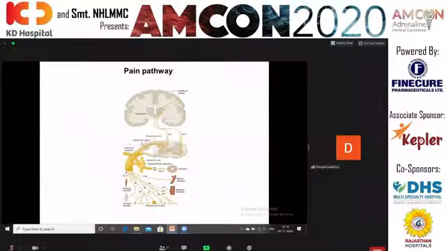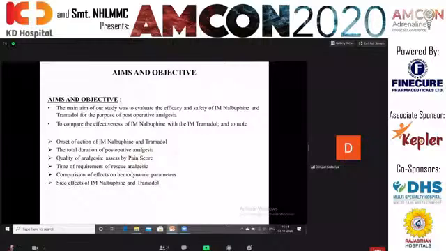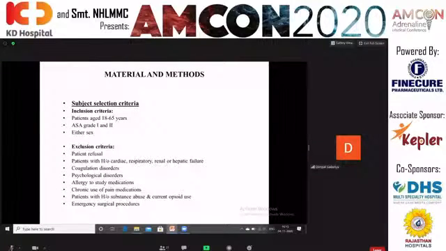This is the pain pathway. Aims and objectives. The main aim of our study was to evaluate the efficacy and safety of IM nalbuphine and IM tramadol for post-operative analgesia. To compare the effectiveness and to note the onset of action of IM nalbuphine and tramadol, the total duration of post-operative analgesia, quality of analgesia, time of requirement of rescue analgesia, comparison of effects on hemodynamic parameters and side effects of intramuscular nalbuphine and tramadol.